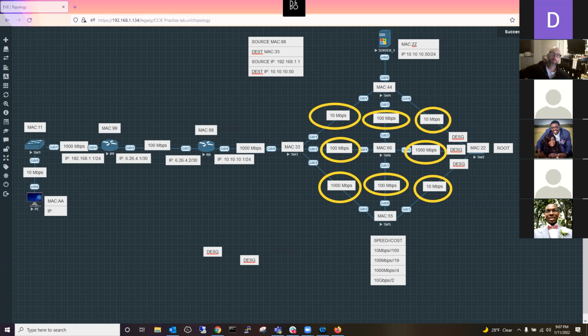Awesome. So Claude, if you don't mind, can you and Carlos walk through each link and compare the cost to see which one will be chosen as the root port on switch 5? Yeah. And I'll still annotate the diagram. Okay. All right.